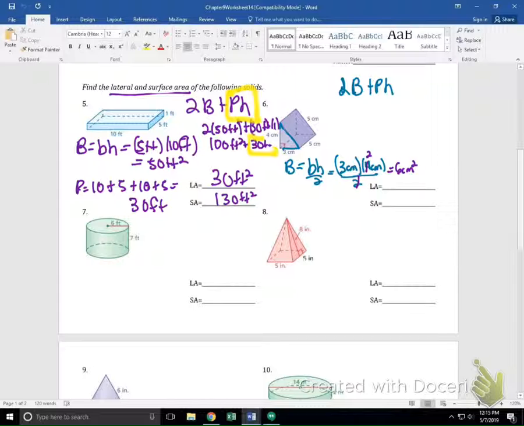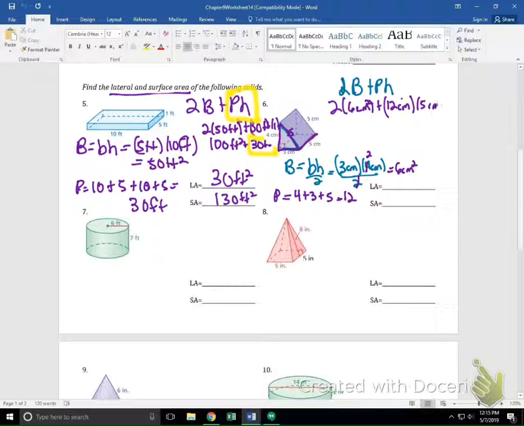So what's the perimeter of that base? The perimeter is going to be 4 plus 3 plus 5. We're adding up this side here, which is the 4, this side is 3, and then the 5 is our hypotenuse. It's 12. So now we go up here. You have 2 times 6 plus 12 times my height. What's my height here?